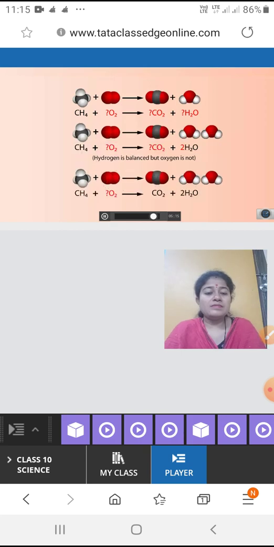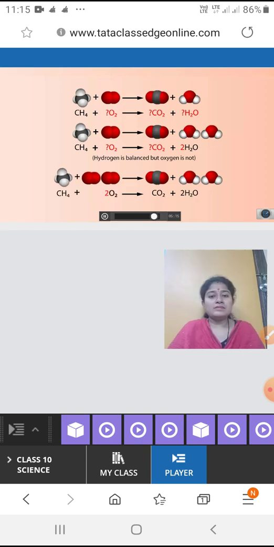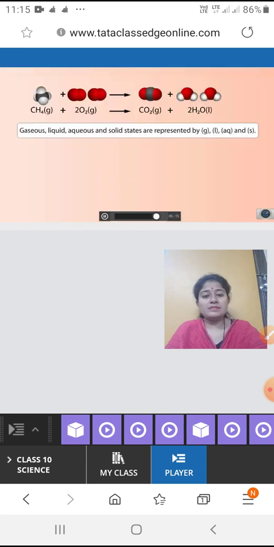Next, we must count and add the required coefficients to balance the oxygen atoms on both sides. Remember that in balancing a chemical equation, the molecular formula of the reactants and products does not change. The only change is in the coefficients.